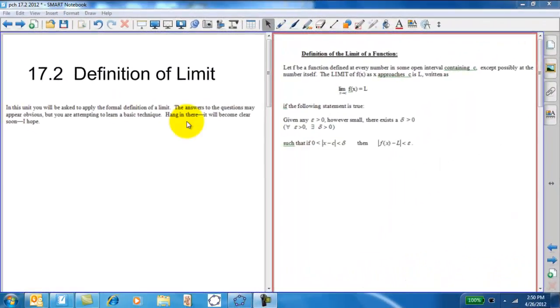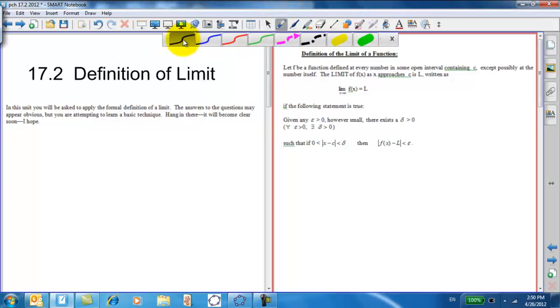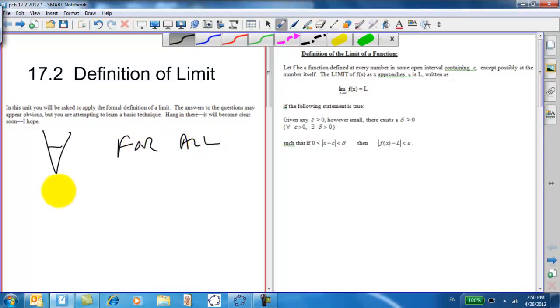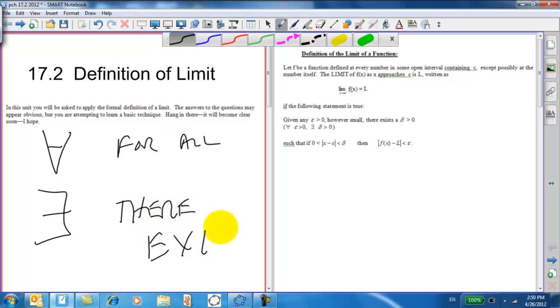Hello pre-calc honors students, here we are with the formal definition of limit. And it gets a little tricky and there's some new terminology I want you to get used to. First of all, before we get into the definition, some symbology. An upside down A means for all. And a backwards E means there exists. This comes up over and over again in the shorthand definition for the limit.